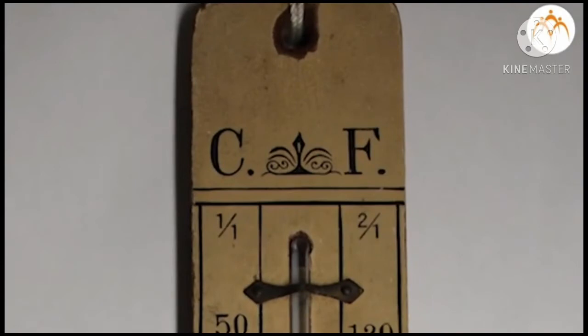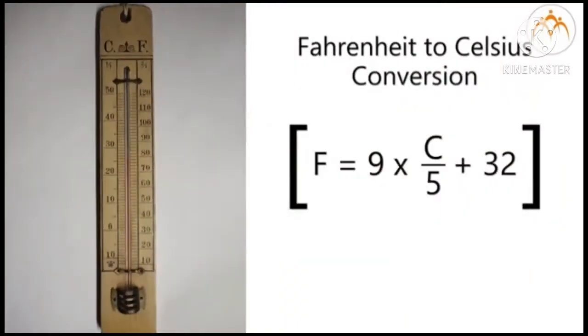The conversion formula for a temperature expressed in Celsius to Fahrenheit is F equals 9 multiplied by C divided by 5, plus 32.